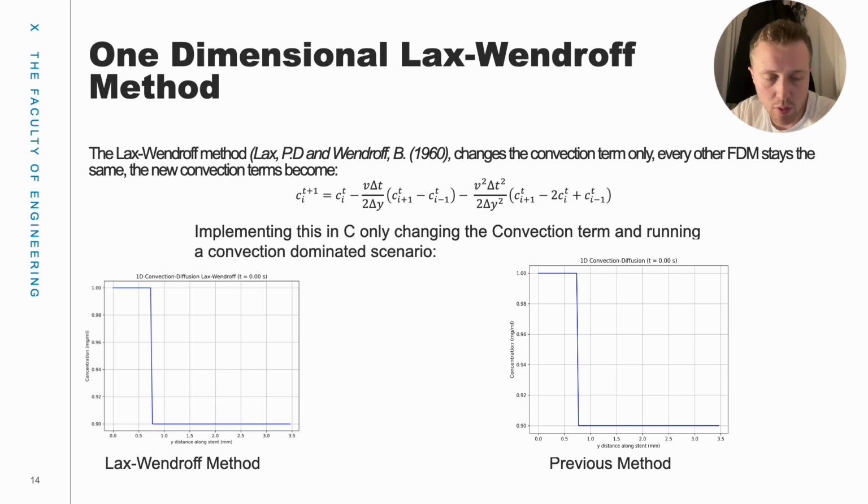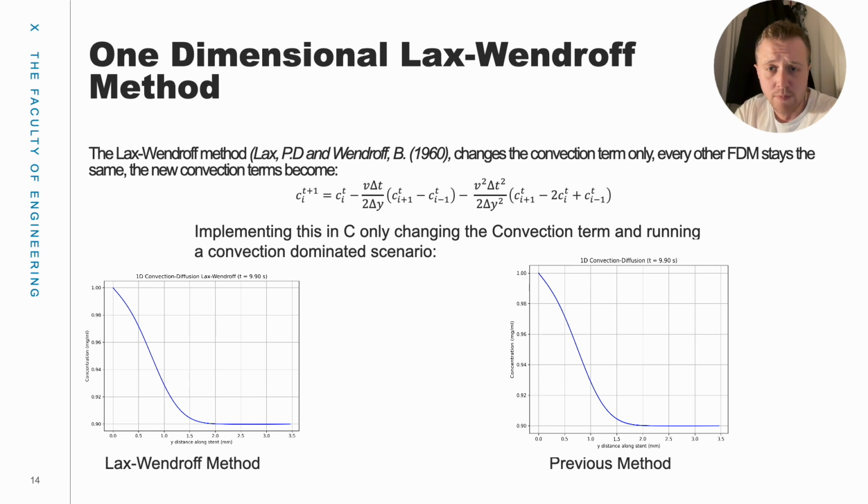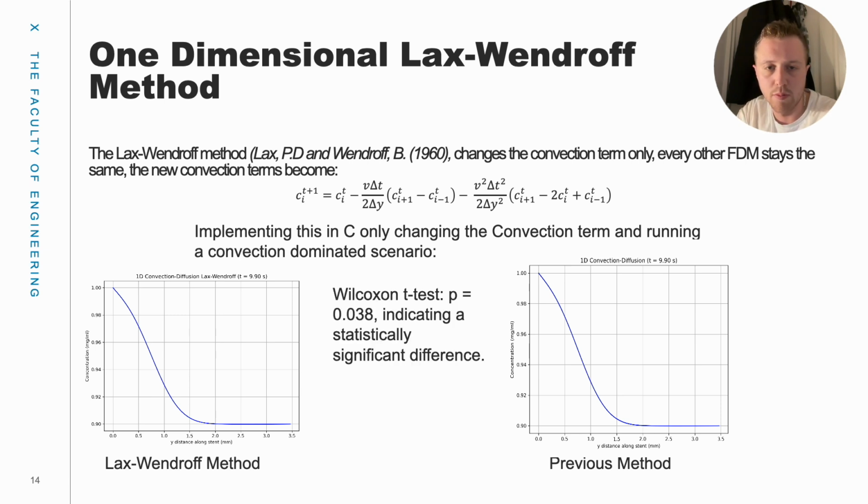Now if we run these simulations, we can see that they're both very similar to each other. They both look visually identical. But if we run a statistics test on it, I used a paired t-test, but then it wasn't normally distributed, so I used a Wilcoxon test, which is the non-parametric version of the paired t-test, and I got a p-value of 0.038, which indicates a statistically significant difference.